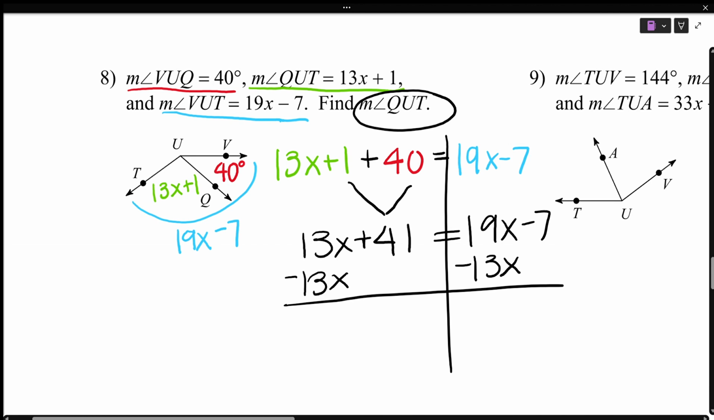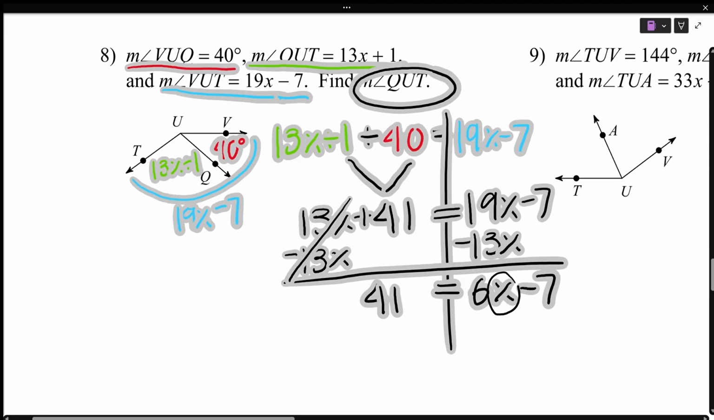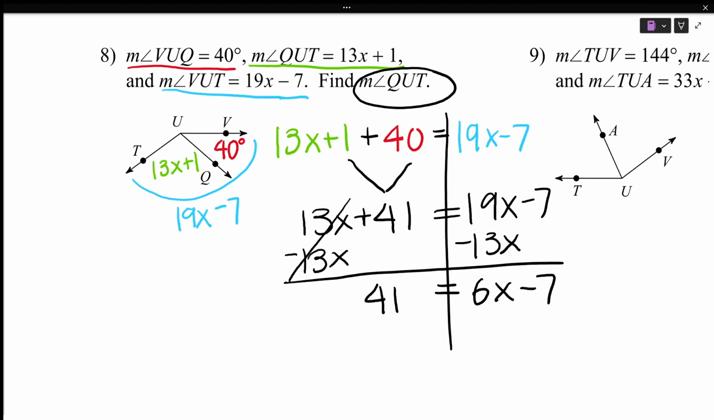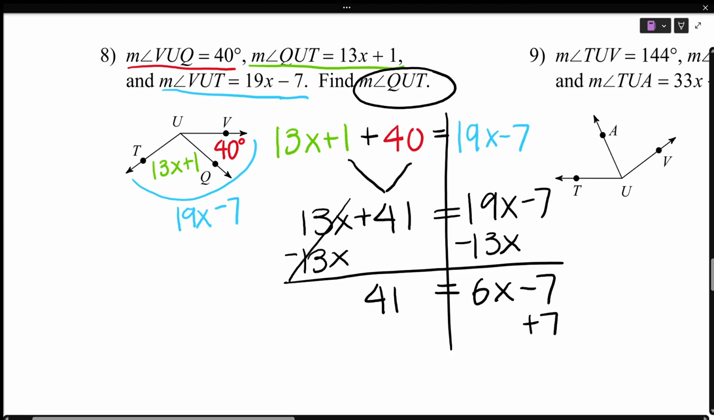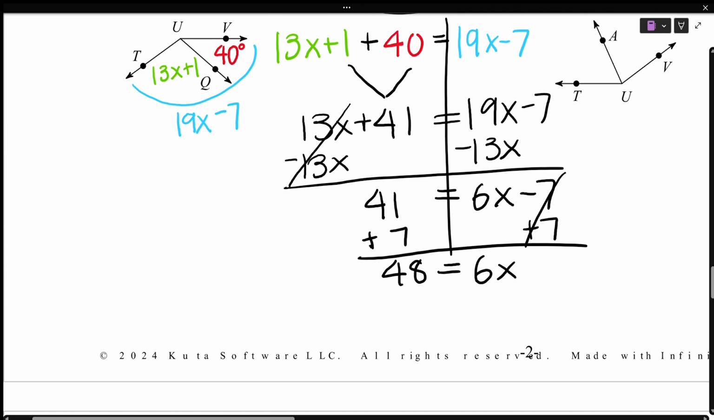Right? It cancels out here. 13x minus 13x is 0. 41 equals 19 minus 13 is 6x. And then now we want to get this x by itself. How do we get rid of minus 7 and 6? The minus 7, opposite of minus 7 is plus 7. Okay. So now we just divide by 6.